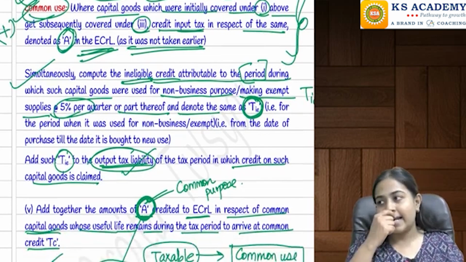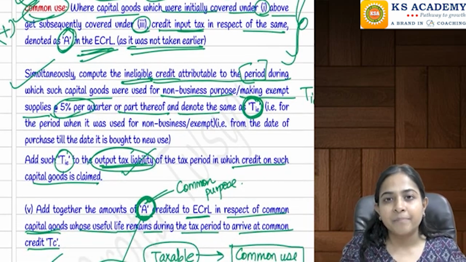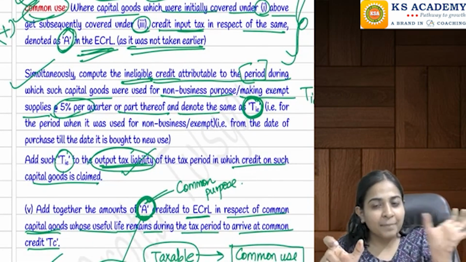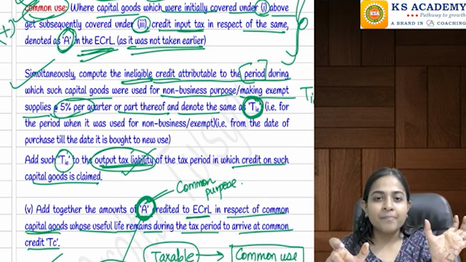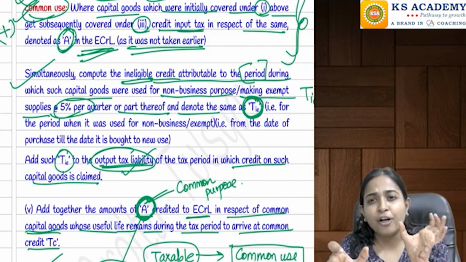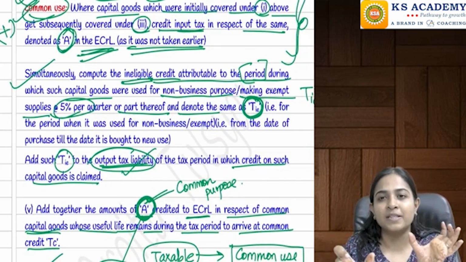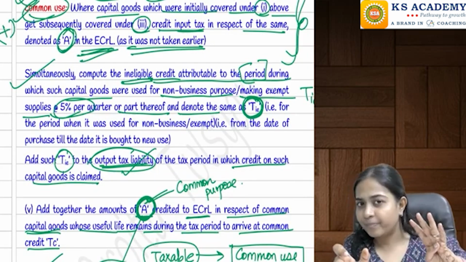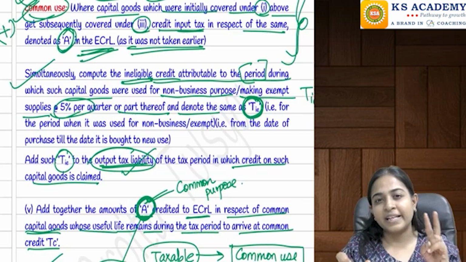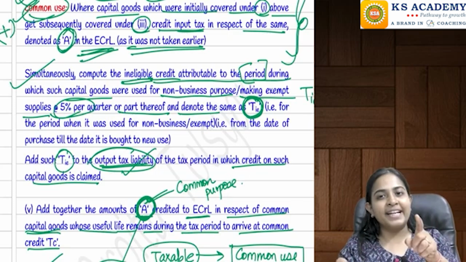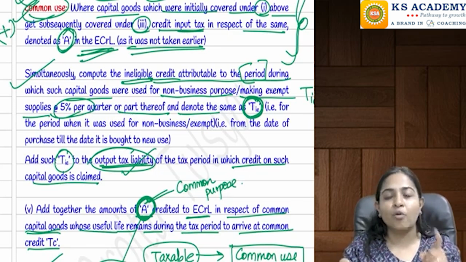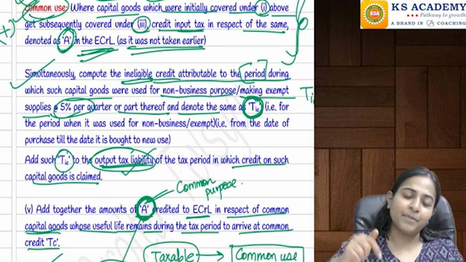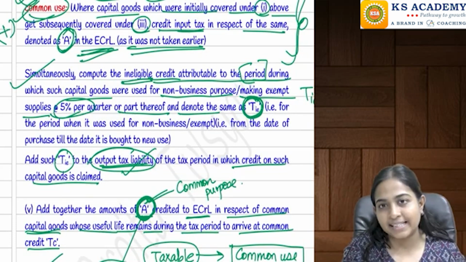Okay, now in this, can I say there is some ineligible credit? We have credited it fully to the electronic credit ledger, but for some time it was used for non-business purpose. So let's say for one full year it was used for non-business purpose. So can I say for 4 quarters it was used for non-business purpose? Right? Means 20% credit should be reversed. So whatever was the ITC multiplied by 5% per quarter from the date of invoice, that much amount should be reversed. Means that much amount should be added to your outward tax liability.